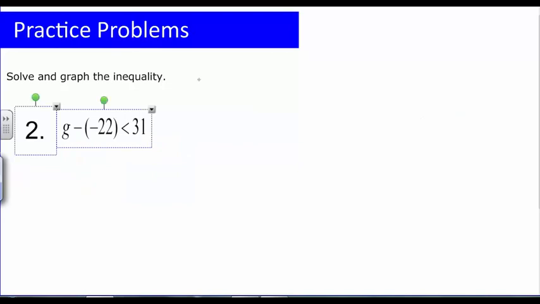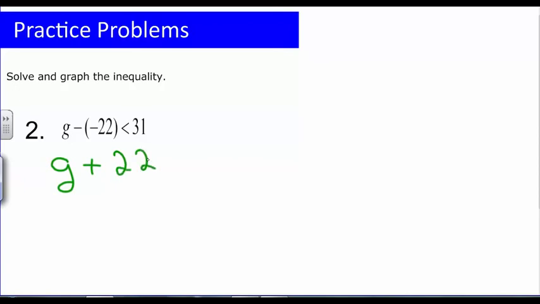Alright, let's take a look at another question. Question 2 here. G minus a negative 22 is less than 31. First thing I want to do to make this a little bit simpler is simplify. Instead of subtracting a negative, we know that's the same thing as adding. So G plus 22 is less than 31.